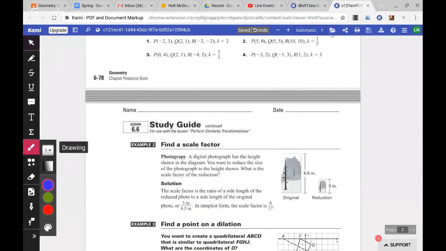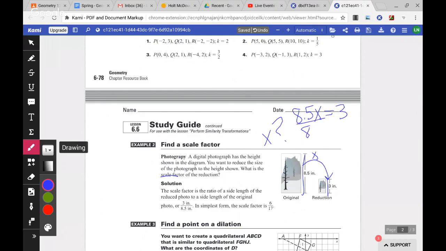Okay, this one, you have this photograph and you want to reduce it. So your original height is 8.5 inches, but when you reduce it, you want it to be 3. So it wants to know what's the scale factor. What did you multiply by? That's the key. Scale factor, you're going to multiply by something in order to change 8.5 into 3. 8.5 times what equals 3? Think about what I just said. 8.5 times what equals 3? Hey, there's an algebra equation for us to solve.